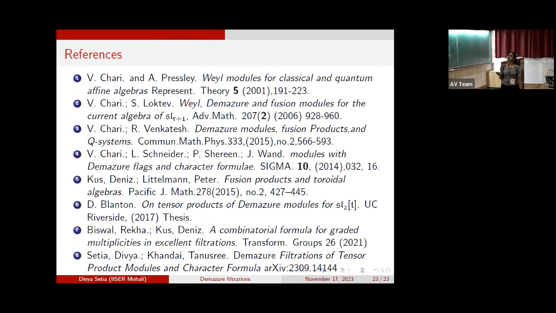And these are the certain references. The main references that I've used are the Chari-Pressley paper and the Chari-Loktev paper, and Venkatesh, and Jeff Wand, Chari, Venkatesh. So Chari, Shereen, Jeff Wand. This is a 4-author paper on Demazure flags and character formulas. And this is our paper, the arXiv version of ours.